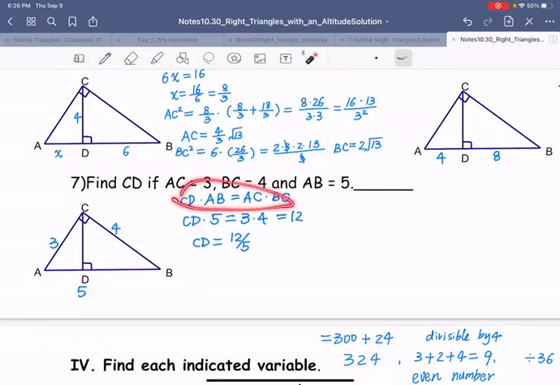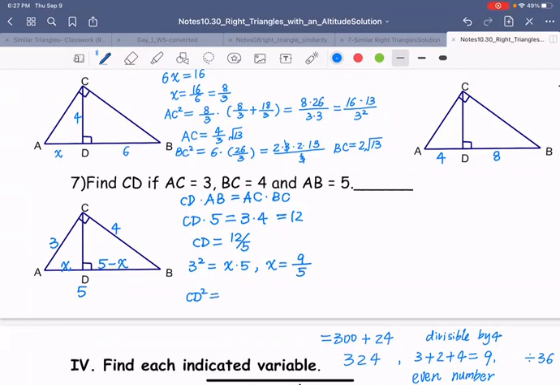If you don't remember this formula, then doing this question will make it very complicated. You still can do the other way. Here is x, here is 5 minus x, and then this guy square equals this guy times this guy, correct? 3 square equals x times 5. So x equals 9/5.